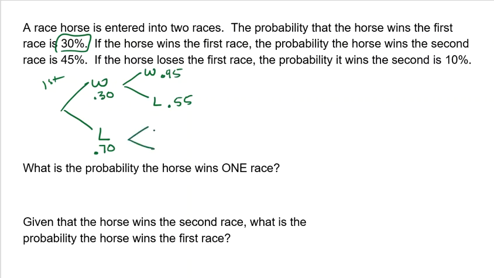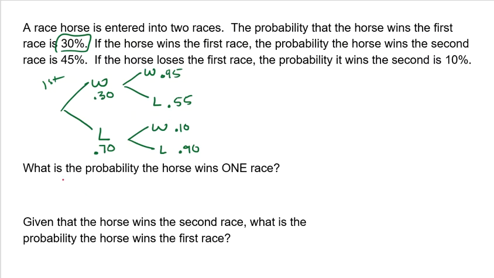If it loses the first, there's a 10% chance it wins the second, which means it's got a 90% chance to lose the second. So now I have my four scenarios. The horse could win the first, win the second; win the first, lose the second; lose the first, win the second; lose the first, lose the second. I know that's a lot, but now you can actually see all the probabilities, which makes it really kind of simple.